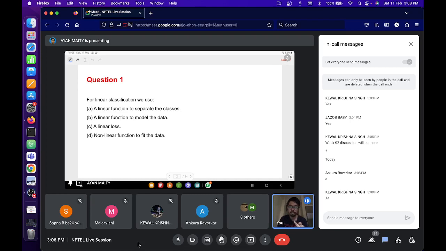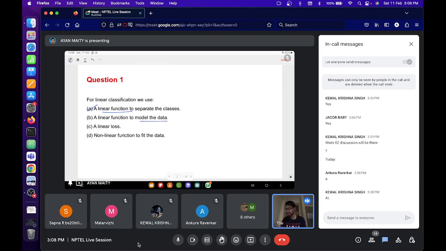Some of you have already written A in the chat, which is a linear function to separate the classes. So the correct answer is A here. We use a linear function to separate the classes. We do not try to model the data. The data can have a different kind of underlying distribution or function that represents the data. So we are not trying to model the data, we are trying to separate two classes with straight lines.